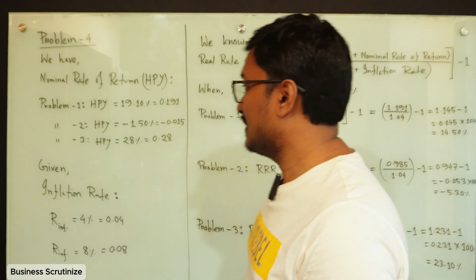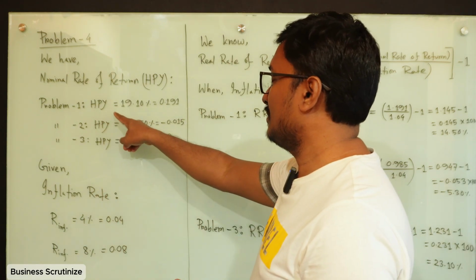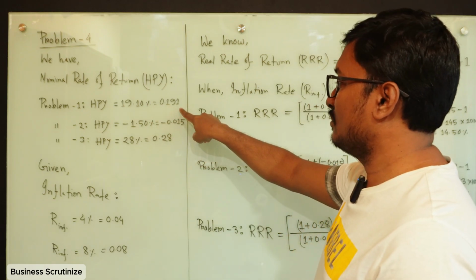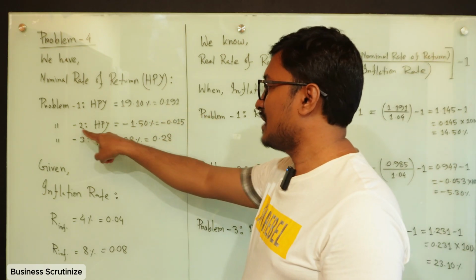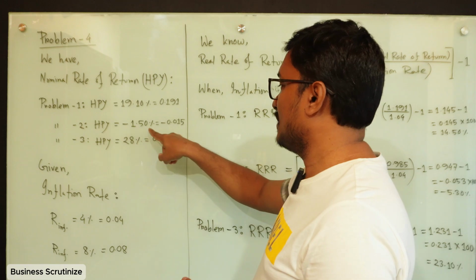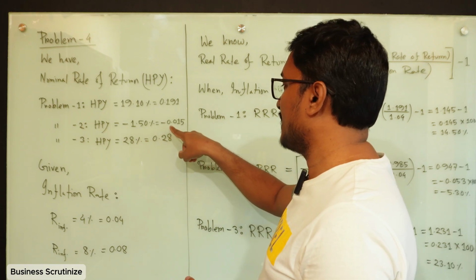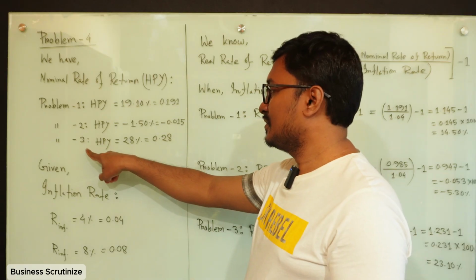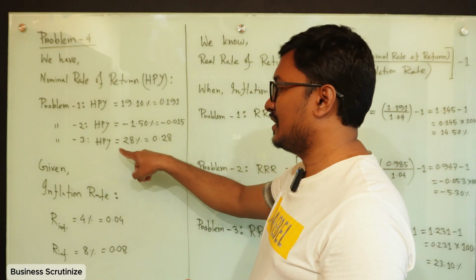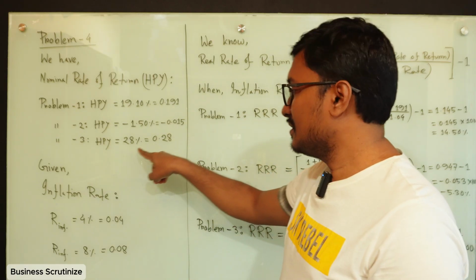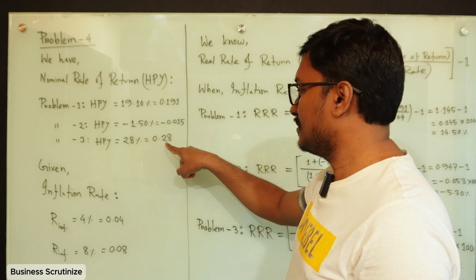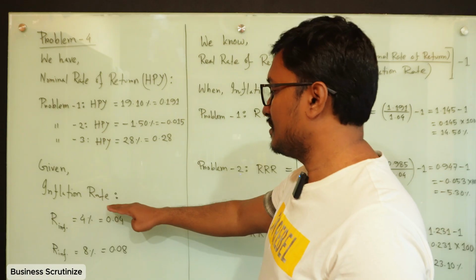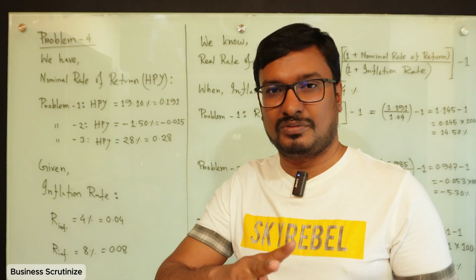As you can see, in problem number 1, the HPY is 19.1%, which is 0.191. Then in problem number 2, the HPY is minus 1.5%, or numerically minus 0.015. And thirdly, in problem number 3, the HPY is 28%, or numerically 0.28. Also, the inflation rate is given in this problem. So we have two different inflation rates here.